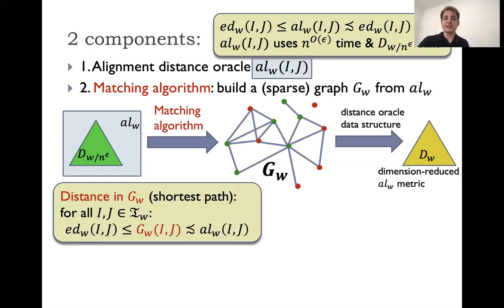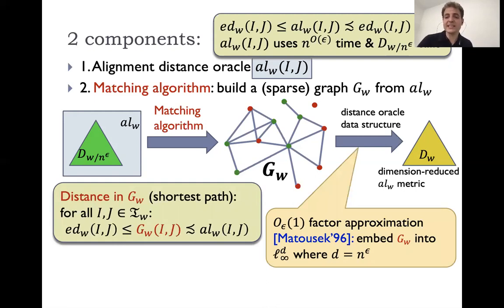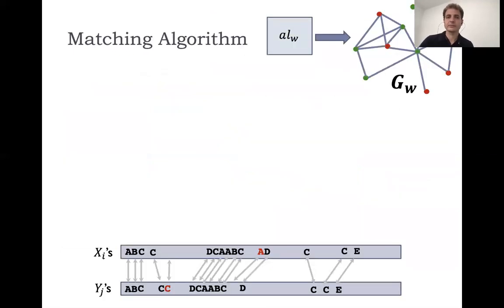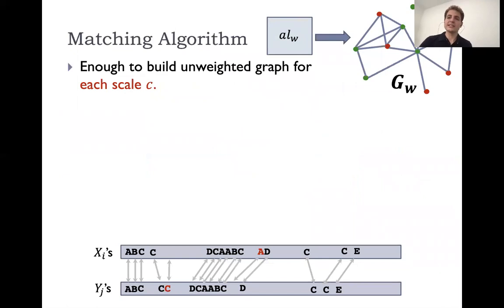So we're going to build this sparse graph G, and using more standard tools of Matousek from '96, we're going to embed such a graph into the L infinity norm for dimension n to the epsilon, and this will generate a new distance oracle for strings of length W. So now, how are we going to build this graph G_W using the oracle call to AL_W? It turns out that it's enough to build a graph G_W,C for every scale C.